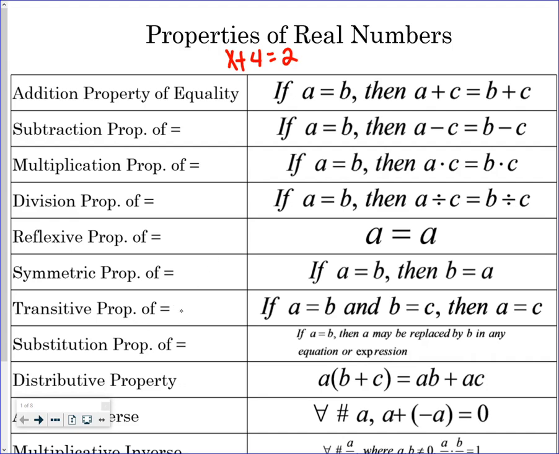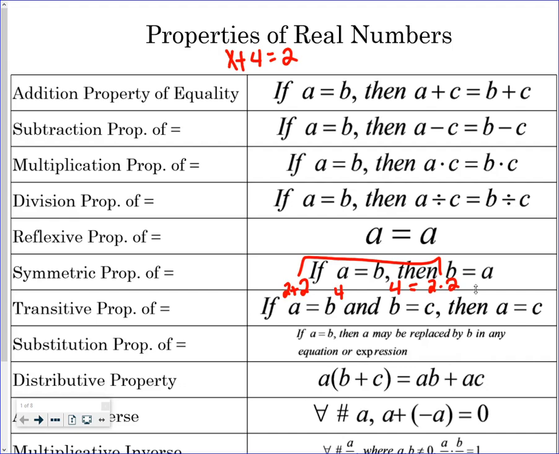Transitive property of equality is a little bit harder to understand. It says if a equals b and b equals c, then a equals c. What that means is if the first thing equals the second thing and the second thing equals the third thing, then the first equals the third. For example, what's 2 plus 2 equal? 4, obviously, right? So if I say 2 plus 2 equals 4, and 4 equals 2 times 2, isn't 2 plus 2, the first thing, the same as 2 times 2, the last thing? That's what it's saying. So if you have two things equal to the same thing, if they're both equal to 4 or whatever, then they're equal to each other. That's the transitive property of equality.